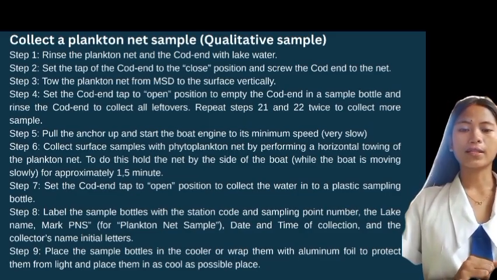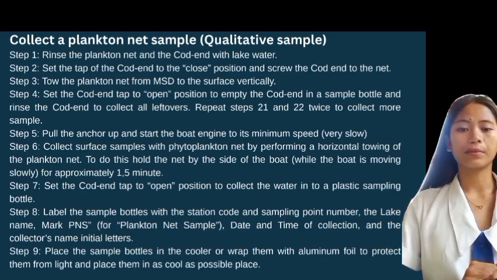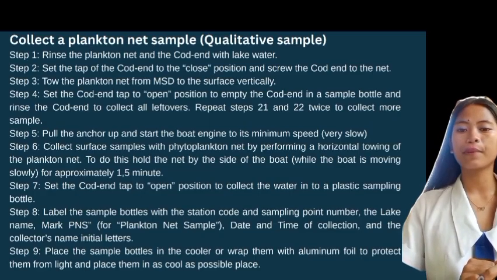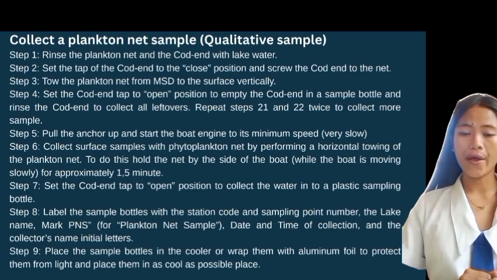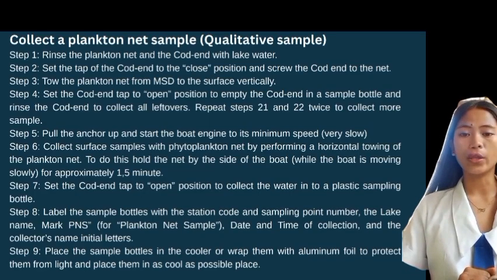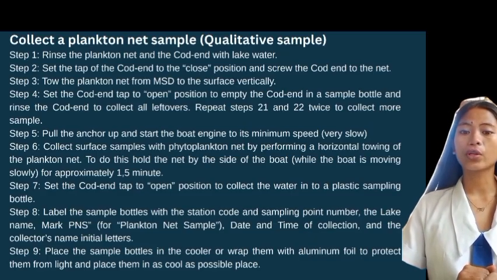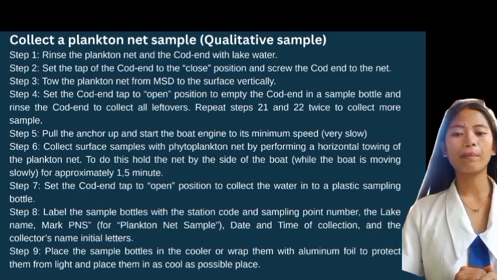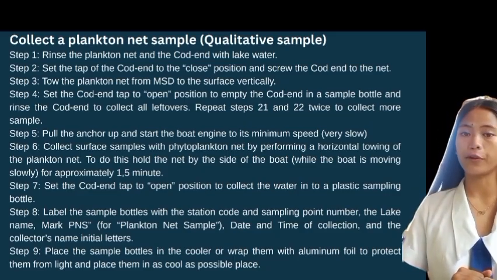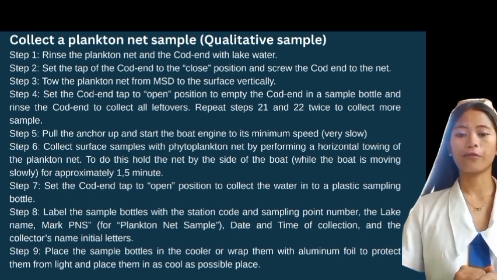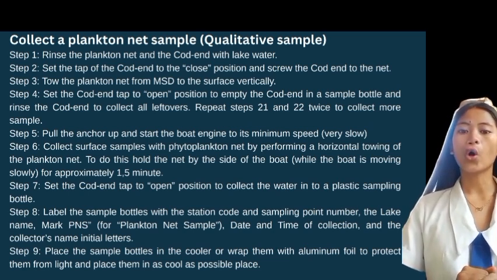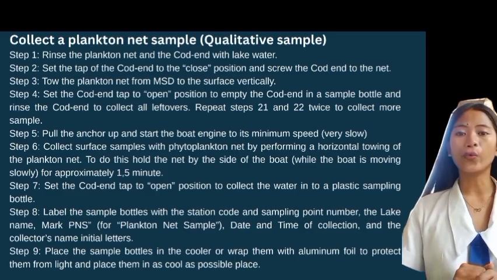Collect a planktonette sample, or qualitative sample. We have 9 steps to do this. Step 1. Rinse the plankton net and the cod end with lake water. Step 2. Set the top of the cod end to the closed position and screw the cod end to the net. Step 3. Tow the plankton net from MSD to the surface vertically. Step 4. Set the cod end top to the open position to empty the cod end into the sample bottle and rinse the cod end to collect all leftovers.